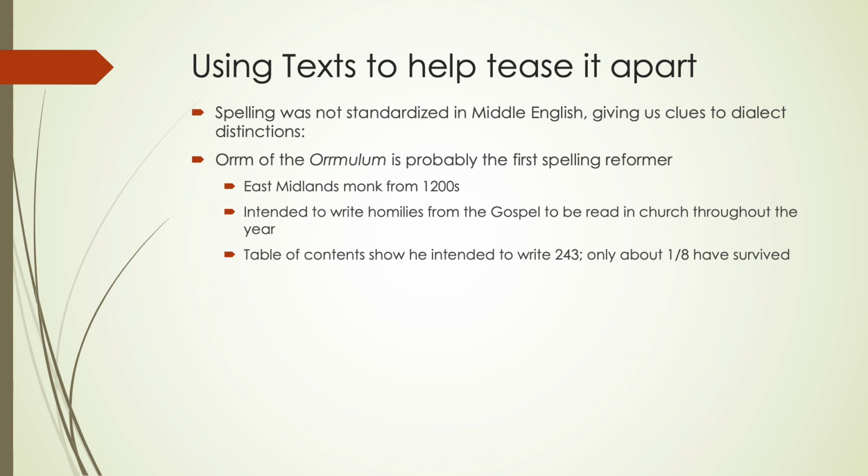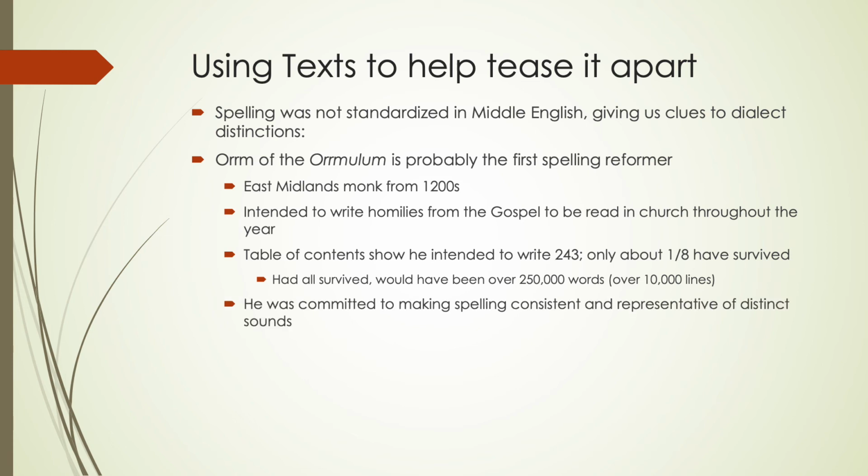So he may have written more that we just don't have, but if he had written all of them, we would have had a corpus of well over 250,000 words, over 10,000 lines. We only have about an eighth of that that survives today, but it's still a very large text that we'll be looking at pieces of throughout this unit as we can see some examples of what's happening during Middle English. He was committed to making these spelling reforms and trying to create more consistent spelling representative of certain kinds of sounds. And so we'll see some examples of this throughout the unit as we're looking at his texts.